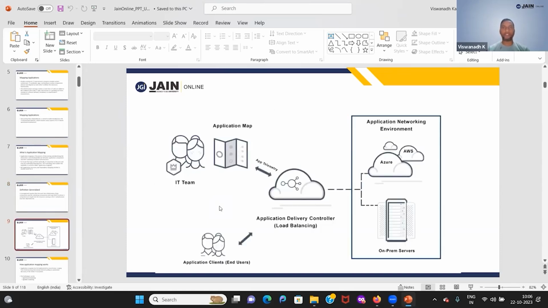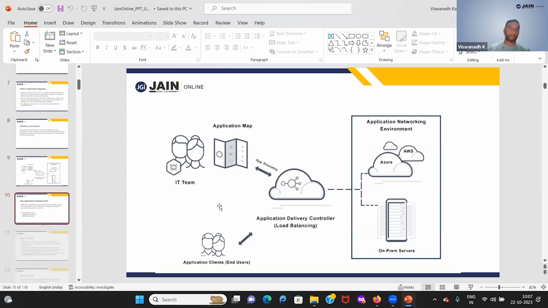The general architecture of application mapping is an IT team which does this job over the cloud environment or load balancers, wherein the users are on the other end, where applications are leveraged by the users. The networking environment may be on-prem or AWS or Azure or GCP. So the typical architecture is to map the application delivery between the load balancer, application mapping over a network or a cloud environment. It's called application mapping.